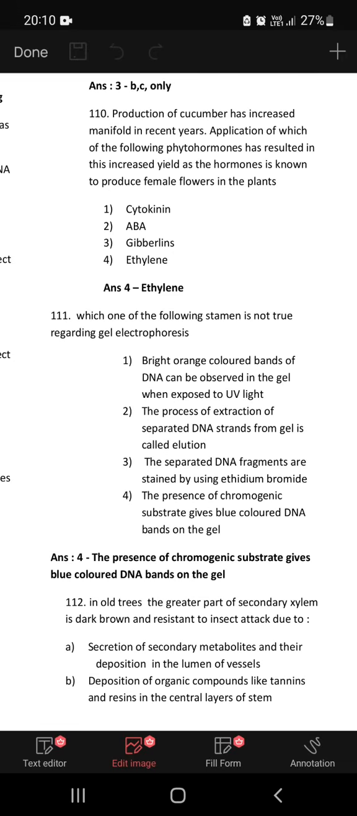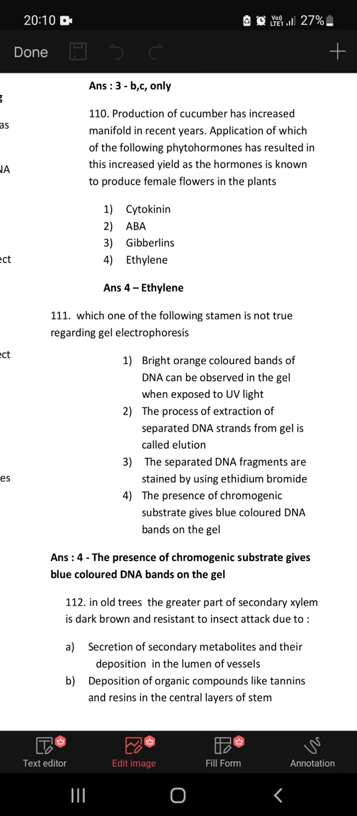The next question is, which one of the following statements is not true regarding gel electrophoresis? Again, you find a negative selection question. So bright orange colored bands of DNA can be observed in the gel when exposed to UV light. That is correct. The process of extraction of separated DNA strands from gel is called elution. That is also a correct definition. The separated DNA fragments are stained by using ethidium bromide. That is also correct.